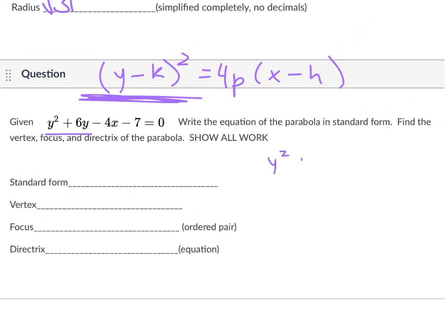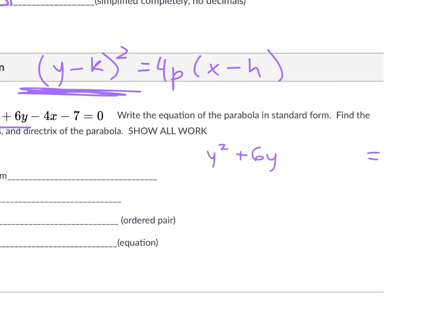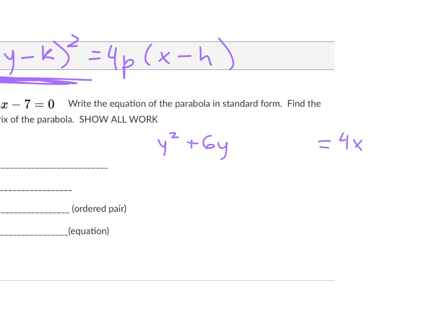So I have y squared plus 6y. I'm going to move everything else to the other side. So equal to, when I move it to the other side, you change the signs. So I'm adding 4x to the other side and adding 7. So 4x plus 7. What's going to go in the space here to help me complete the square?